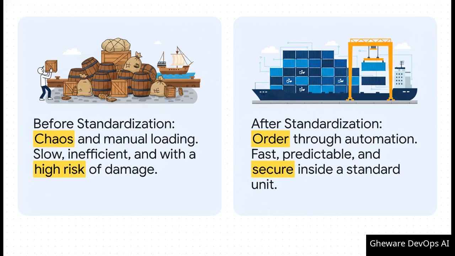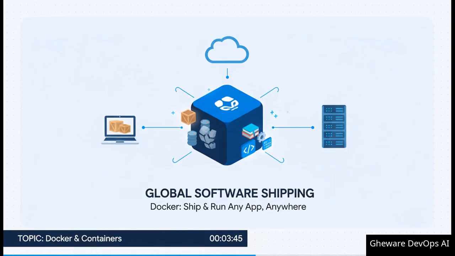And then, someone had a genius idea: the standardized shipping container. All of a sudden, it didn't matter what was inside. Every single box was the same size. That meant any crane on any ship, any train, or any truck anywhere in the world could move it. It created this predictable, efficient, universal system. And that, right there, is exactly what Docker does for software.